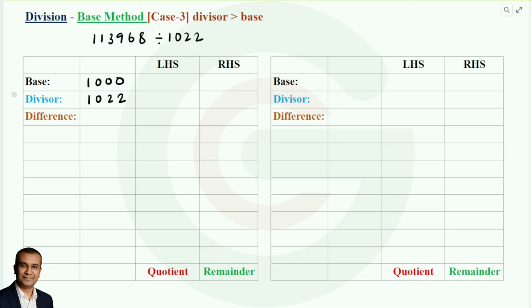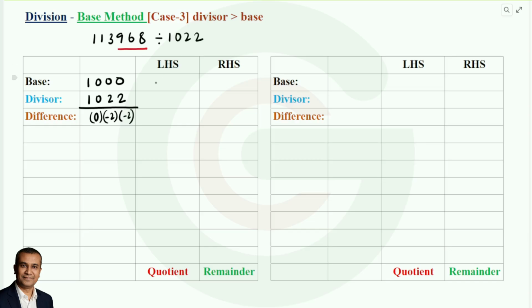So when we subtract 1000 minus 1022, we get the difference as minus 22, isn't it? But here we should not write this as minus 22. Rather we should write this as 0, minus 2, minus 2. Because the number of digits in the difference should be equal to the number of zeros of the base, isn't it? So therefore we should write it as 0, minus 2, minus 2. Now the base is having 3 zeros. Therefore 3 of the digits of the dividend we have to write on the right hand side.